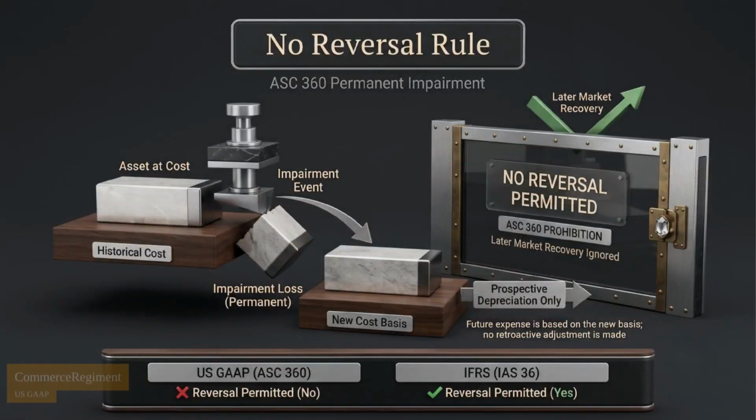Under US GAAP ASC 360, impairment losses on held and used long-lived assets are not reversed. Even if fair value later increases substantially, the entity does not restore the previously recognized impairment loss. The reduced carrying amount remains the new cost basis. Future depreciation continues from that basis. This is a major contrast with IAS 36 under IFRS, where certain impairment reversals may be permitted. Under US GAAP for held and used assets, impairment is a one-way gate. Once you walk through it, there is no polite accounting U-turn.